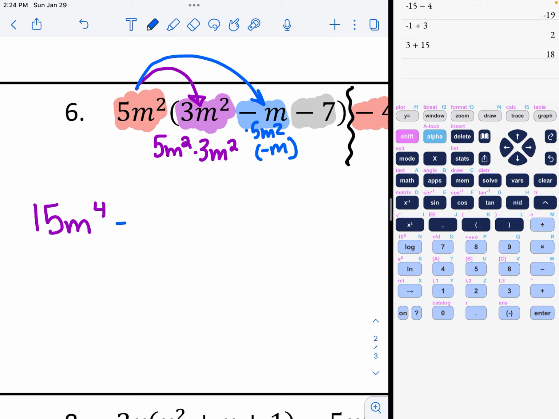That's going to be a negative 5m to the third. The negative comes from the negative right here, and then the third power comes from the 2 and the 1.